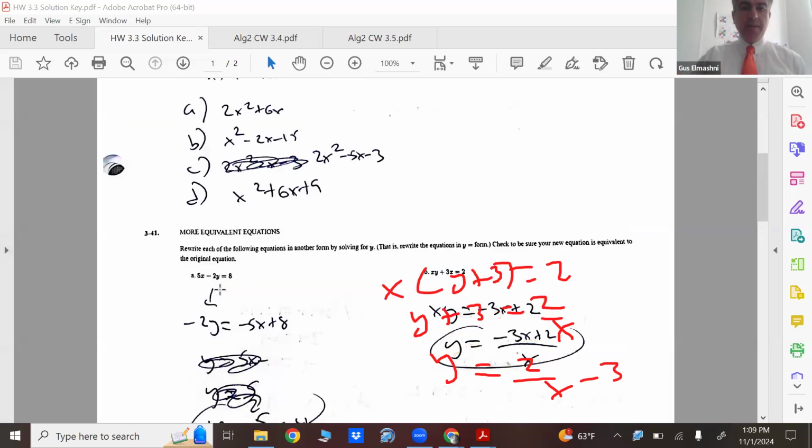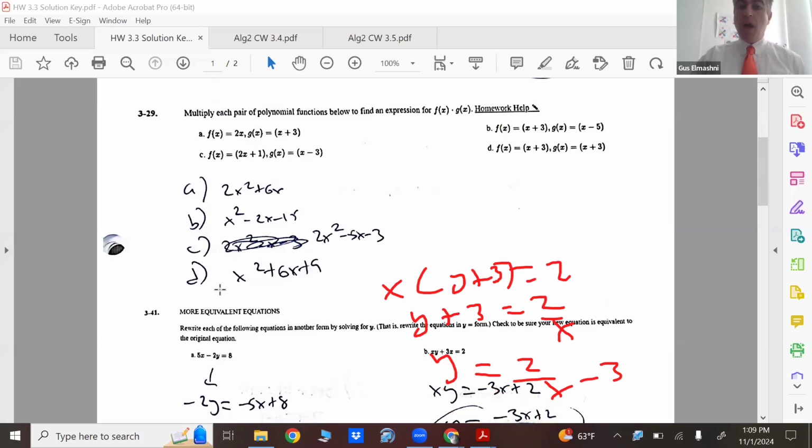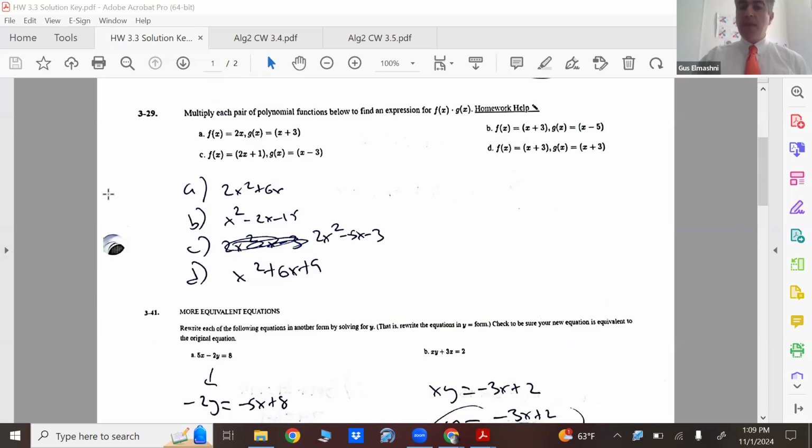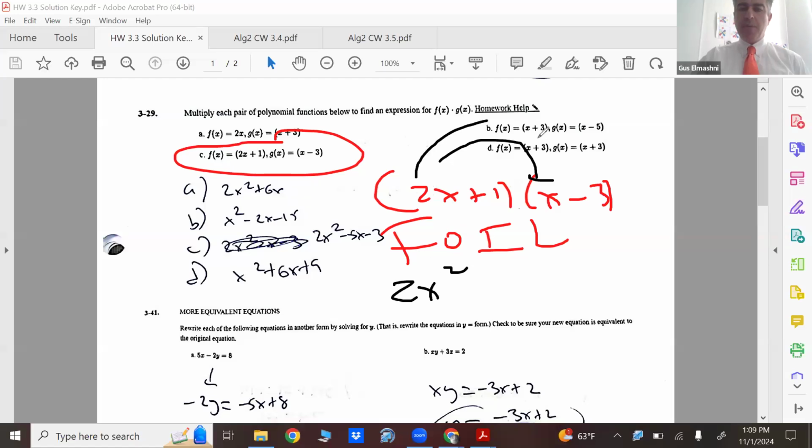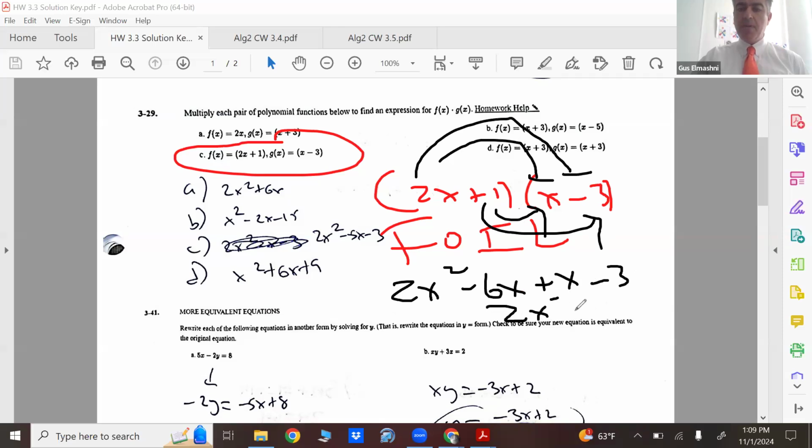Sure, 329. Which part? Any of them, like review it. Yeah, so let's look at C, because that's a little bit more involved. For C, you're going to have 2x plus 1 times x minus 3. And remember, first, outside, inside, last. That's the process we use. That's the acronym FOIL. So that becomes 2x squared. That becomes -6x. That becomes positive x. And that becomes -3. Clean it up.